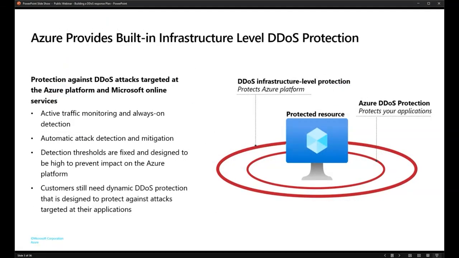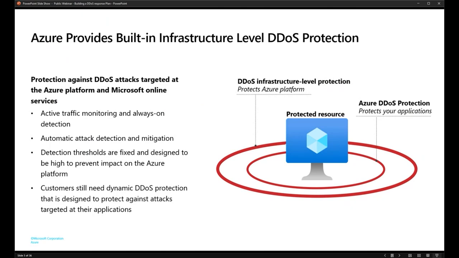Next, let's have a look at the Azure built-in infrastructure level of DDoS protection, and also the difference between Azure DDoS Protection and the infrastructure level protection. So the built-in infrastructure protection is there to protect against DDoS attacks targeting the Azure platform and Microsoft online services, right? These are like the platform itself where you have your resources. So the infra level DDoS protection protects any resource in Azure, and this also includes customer applications.